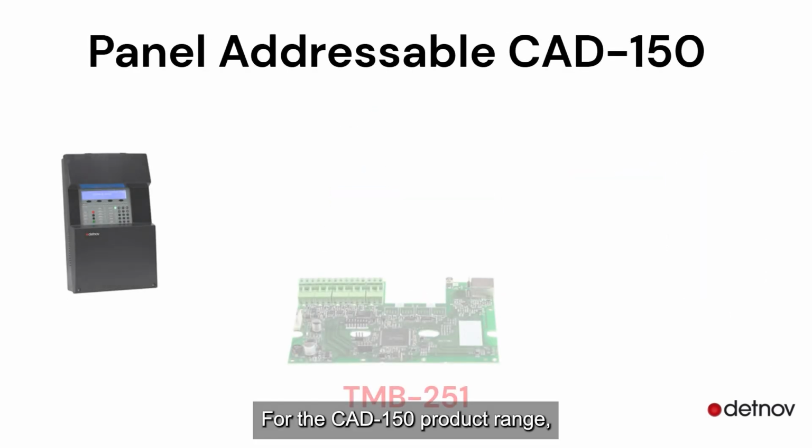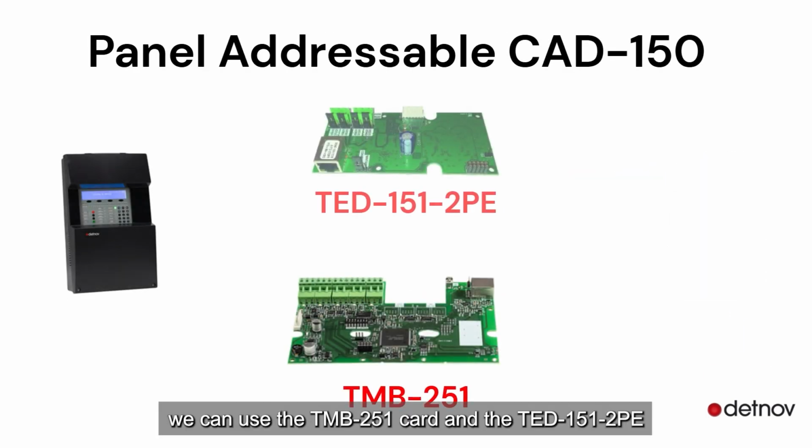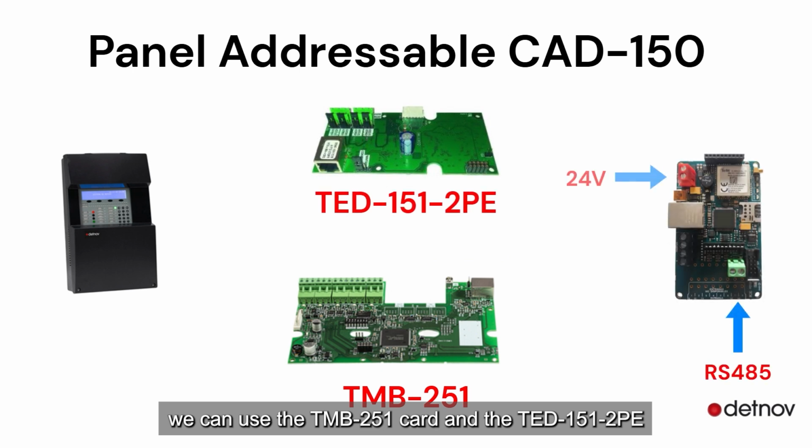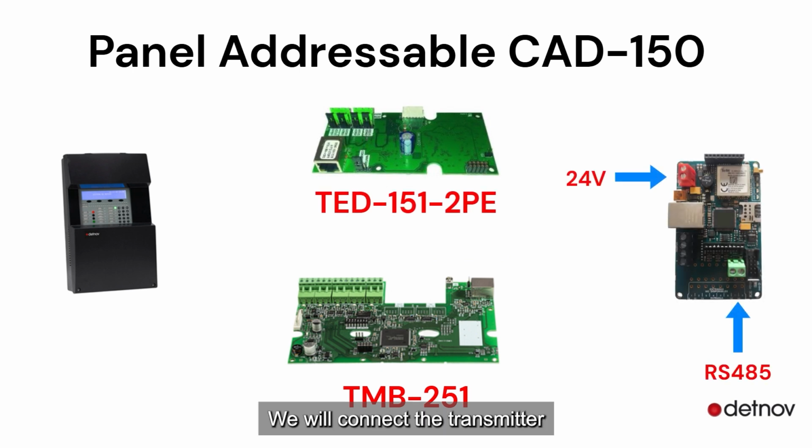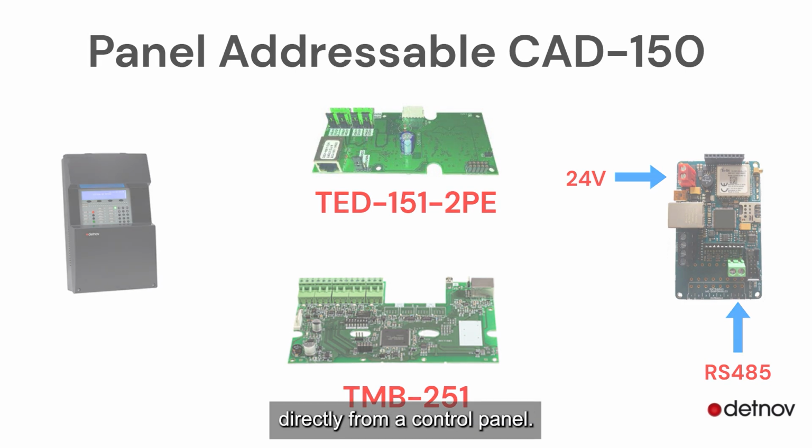For the CAT 150 product range, we can use the TMB 251 card and the TED 151-2 PE. We will connect the transmitter to port 2, RS485 output, and we will supply it with 24V directly from a control panel.